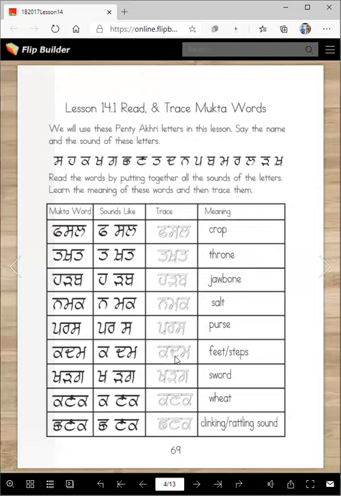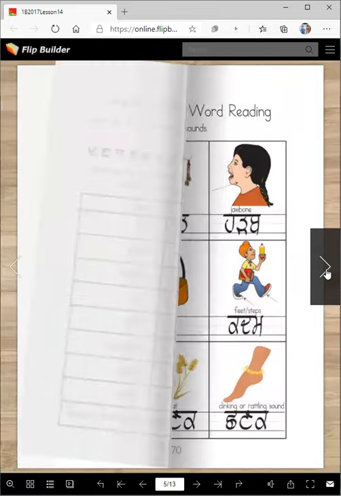Kadam are feet or steps. When you walk, you say, otade kadam hunde ne, right? Kadag is a sword. Kanak is wheat, wheat plant, wheat seeds. Charnak is clinking or rattling sound. Okay, when you have a rattle, you chankau it.